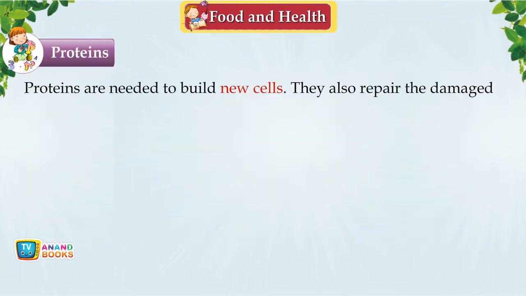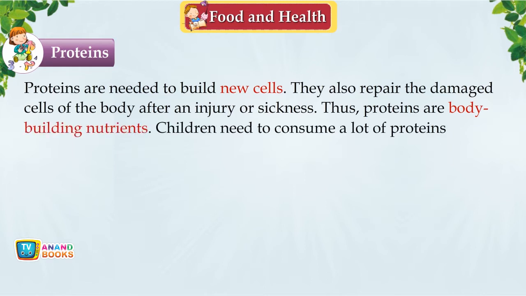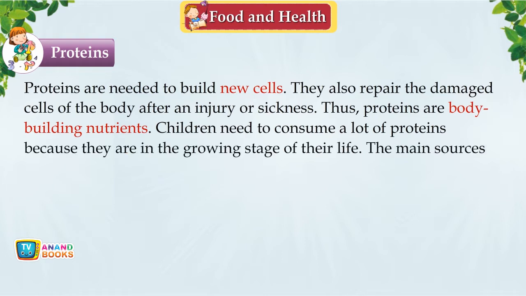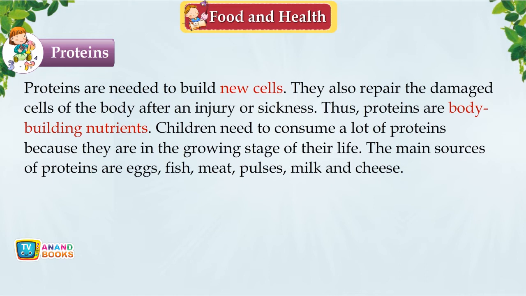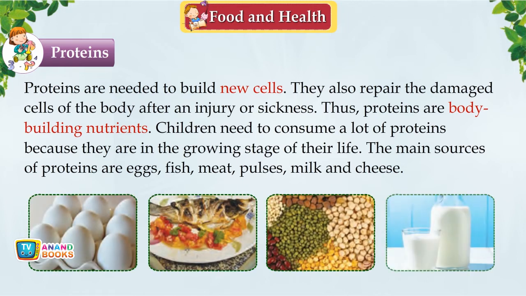Proteins. Proteins are needed to build new cells. They also repair the damaged cells of the body after an injury or sickness. Thus, proteins are body-building nutrients. Children need to consume a lot of proteins because they are in the growing stage of their life. The main sources of proteins are eggs, fish, meat, pulses, milk, and cheese.